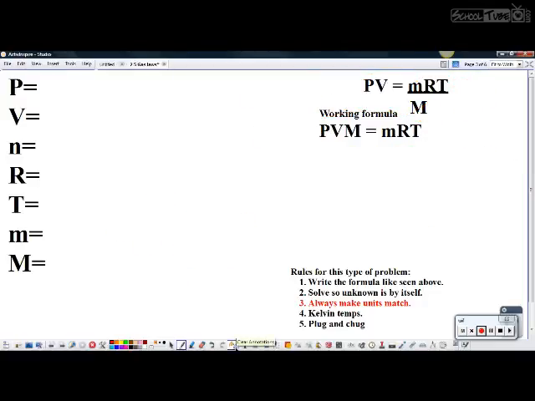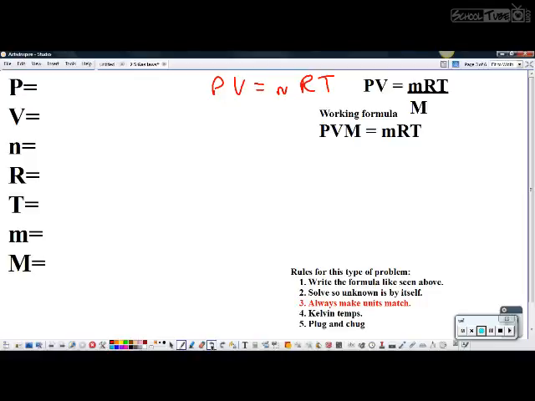All right, so we're working with two formulas. PV equals nRT, and I always write that n as a small letter, but it always looks like a capital N because it's so hard to make an n that you can really tell what it is. So I usually just write it like that, but I write it small, the way I type it as a small letter.